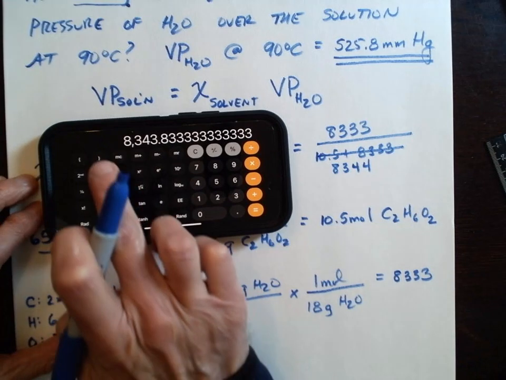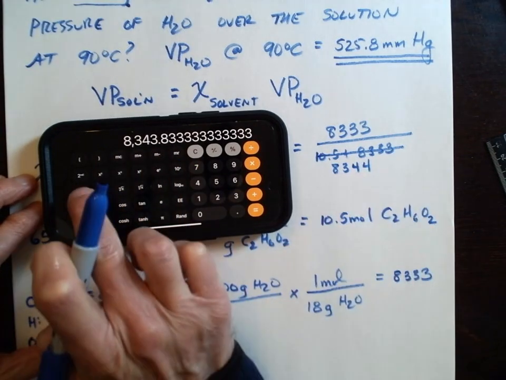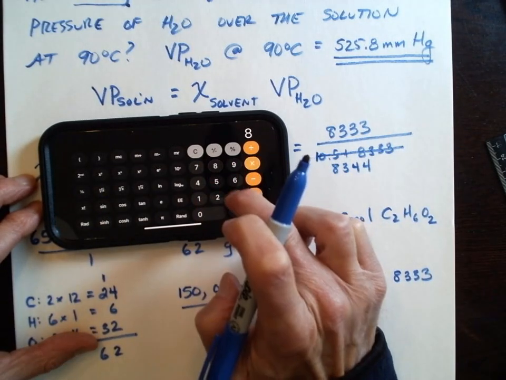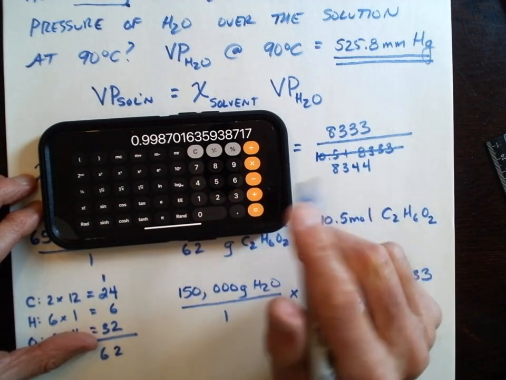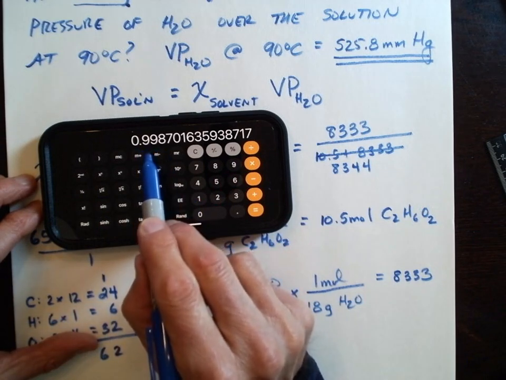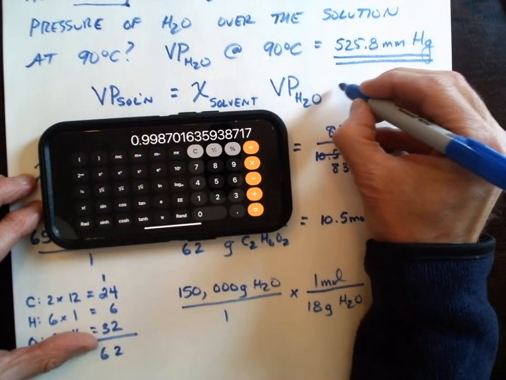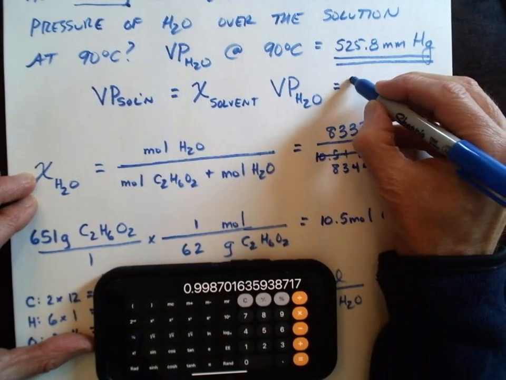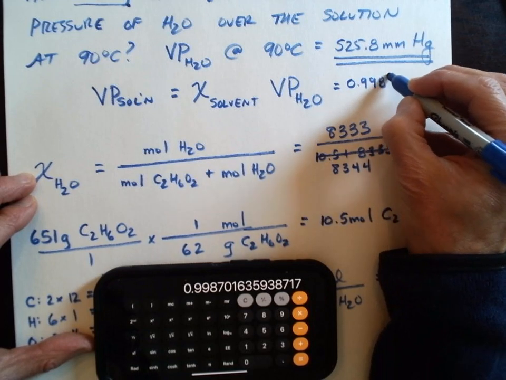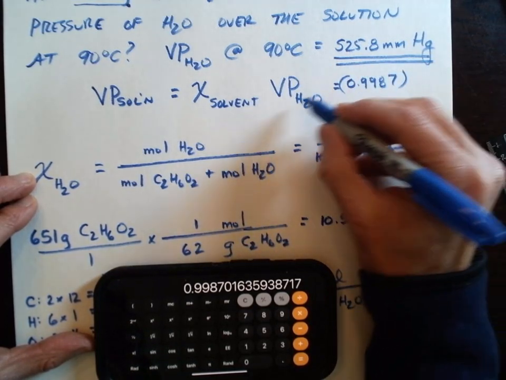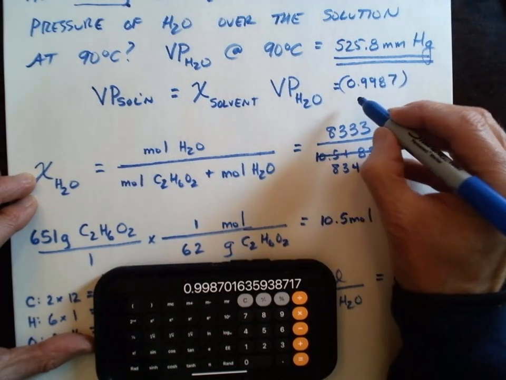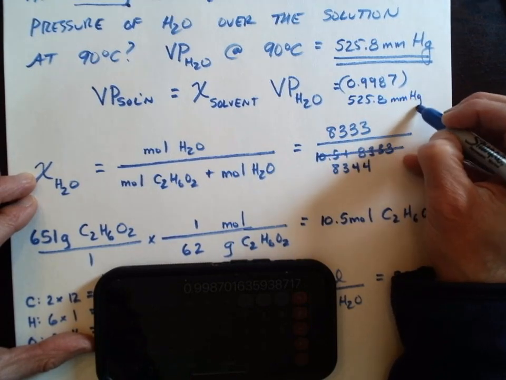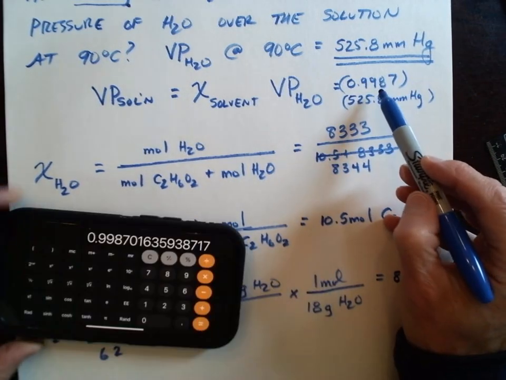We're going to take this divided by this, so I can just take this number, which is the denominator, and take the inverse of it, so I'm just going to flip it. And then I'll multiply that by 8333. The mole fraction of water in the solution is going to be 0.9987. So that's our mole fraction of our solvent, 0.9987. And we'll need to multiply that by the vapor pressure of the pure water, which is 525.8 millimeters of mercury.